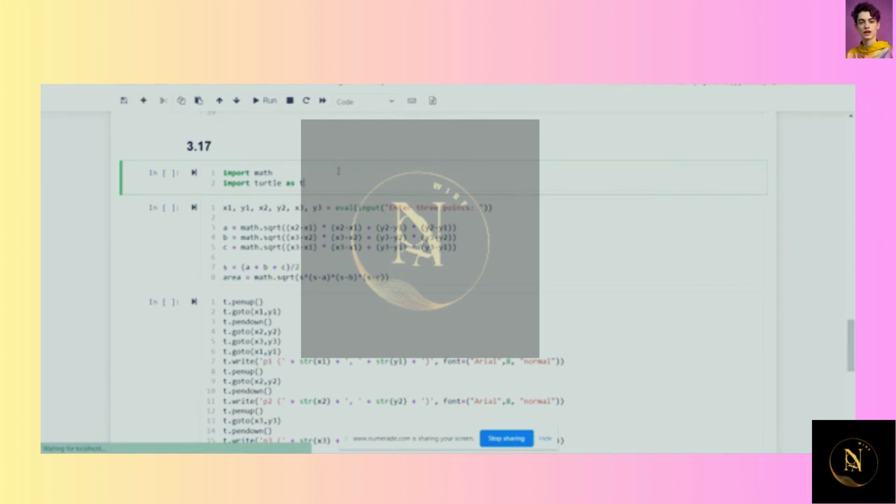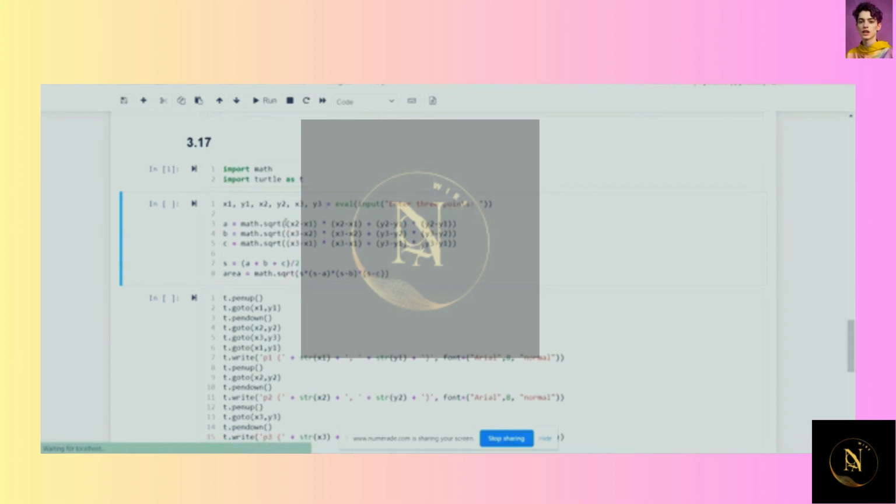So first, we're going to need the math library and the turtle library. So I'll start by importing those in my first block here. In the second block, we're going to start by asking the user to input 3 points, and then we're going to set the inputs to the variables x1, y1, x2, y2, and x3, y3.